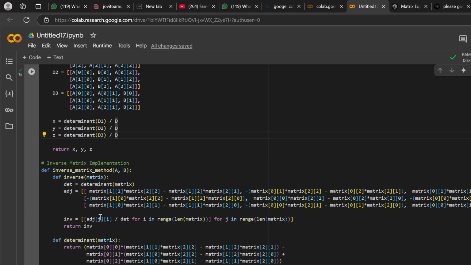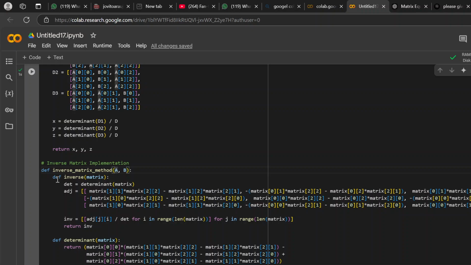So we go to the inverse matrix method implementation. First, we need to find the definition. You can see here the definition of the inverse matrix method is A and B. So these functions also take matrix A and matrix B.